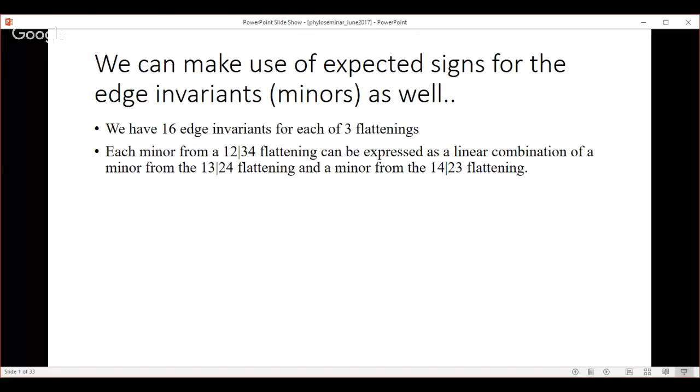And we realized that, in the same way as you can use that residual sum of squares or expected signs to improve what you're getting out of the squangles, our Markov invariants, you can do the same thing with the edge invariants. We're getting 16 of these edge-based invariants for each of the three flattenings, and in the same way as there's a linear dependence between the squangles, there's actually a whole set of linear dependencies between these 48 edge invariants.